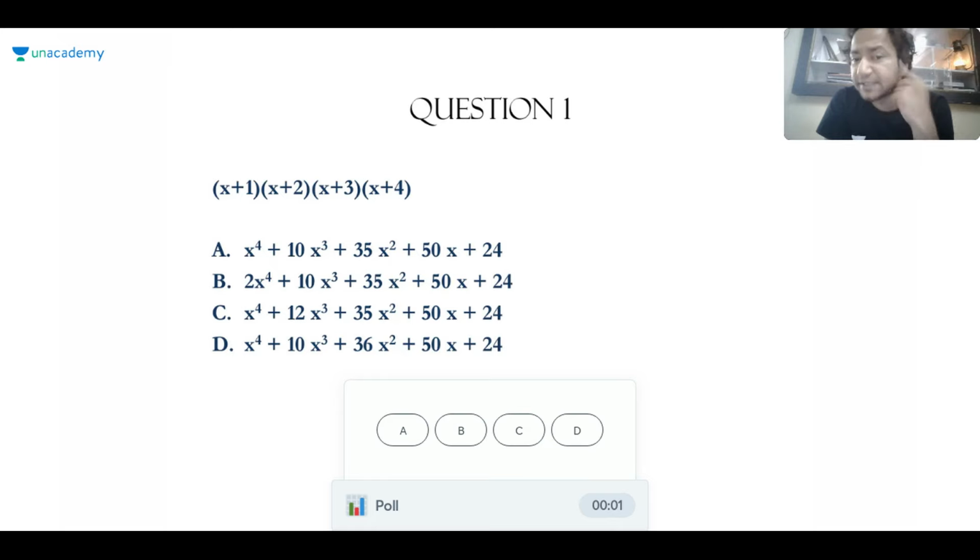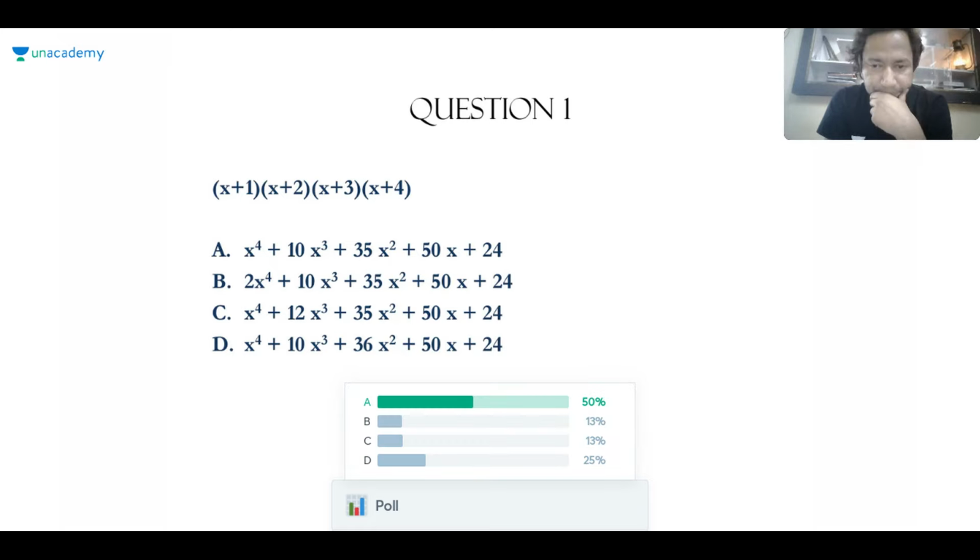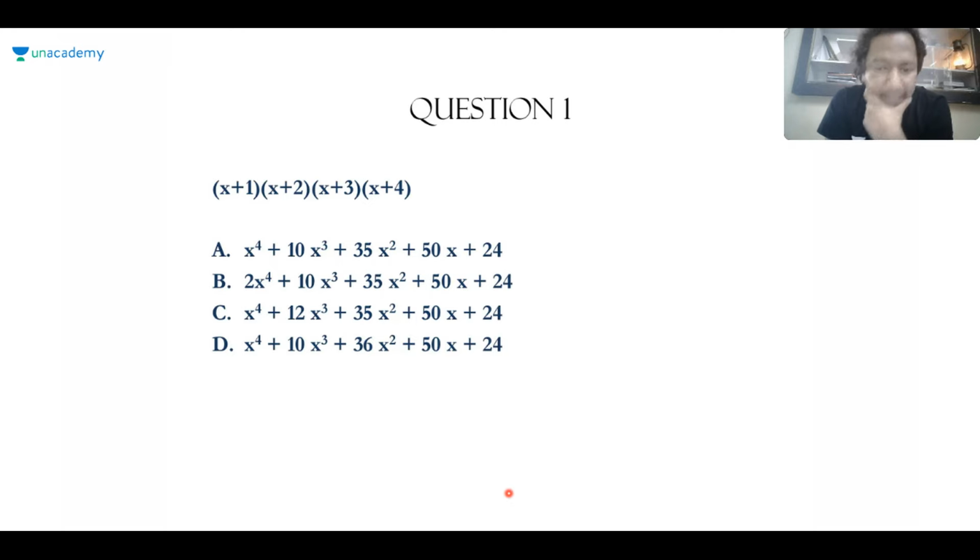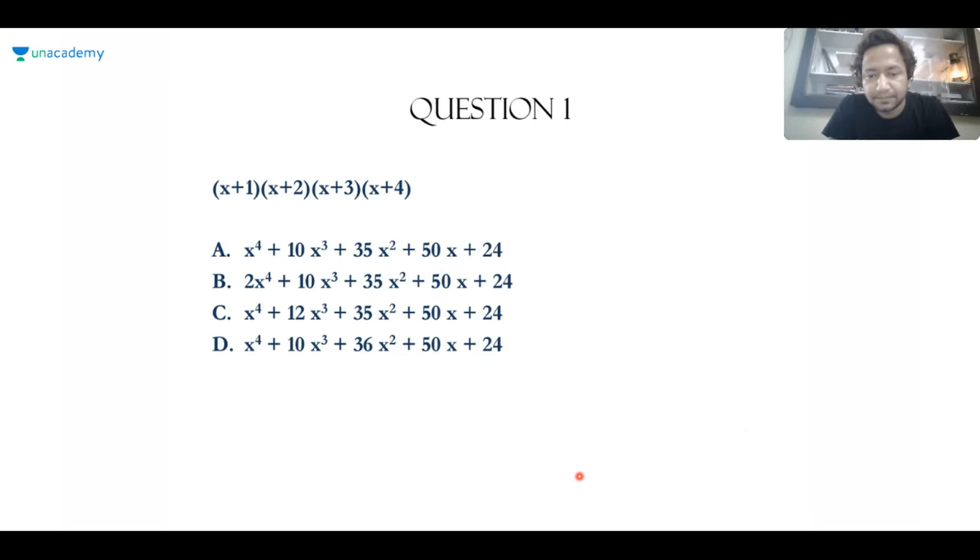Sneha, you're not answering today. Sneha, please be quick. I'm expecting correct answers from you. Prerit, Ashu. Only four people got that right. Hello, Vandana. Vandana, how are you? Yeah, Mehul.